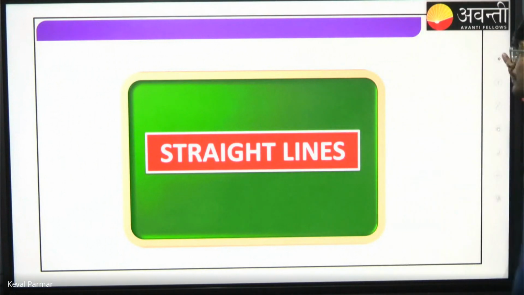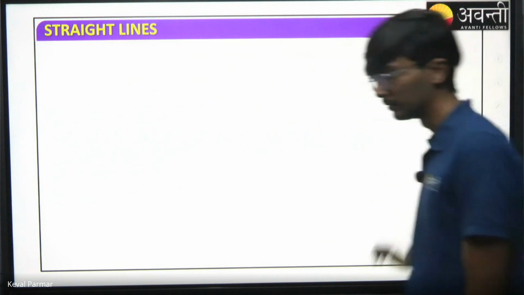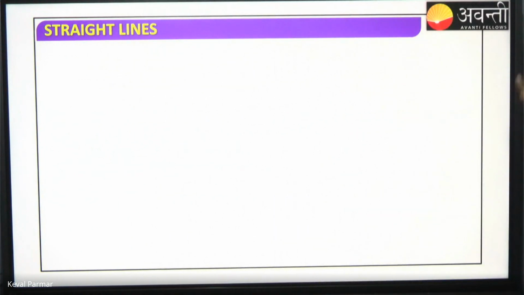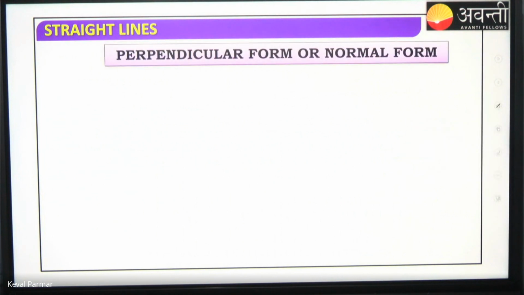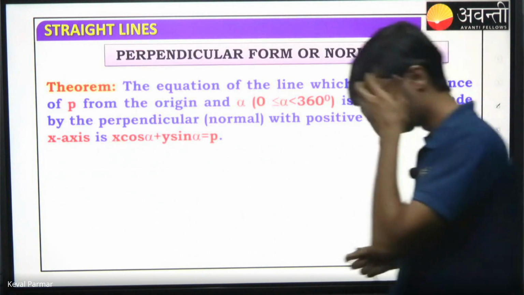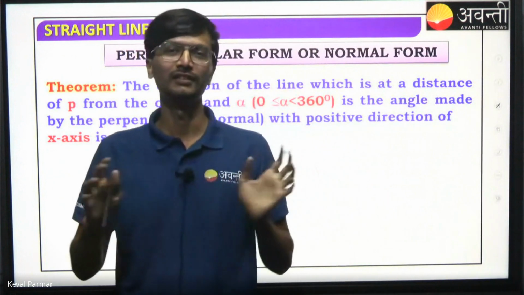Straight lines. So we are going to do normal form. As you can see, it is also called perpendicular form. I have given the name theorem, but it's not a theorem, it's just an equation.